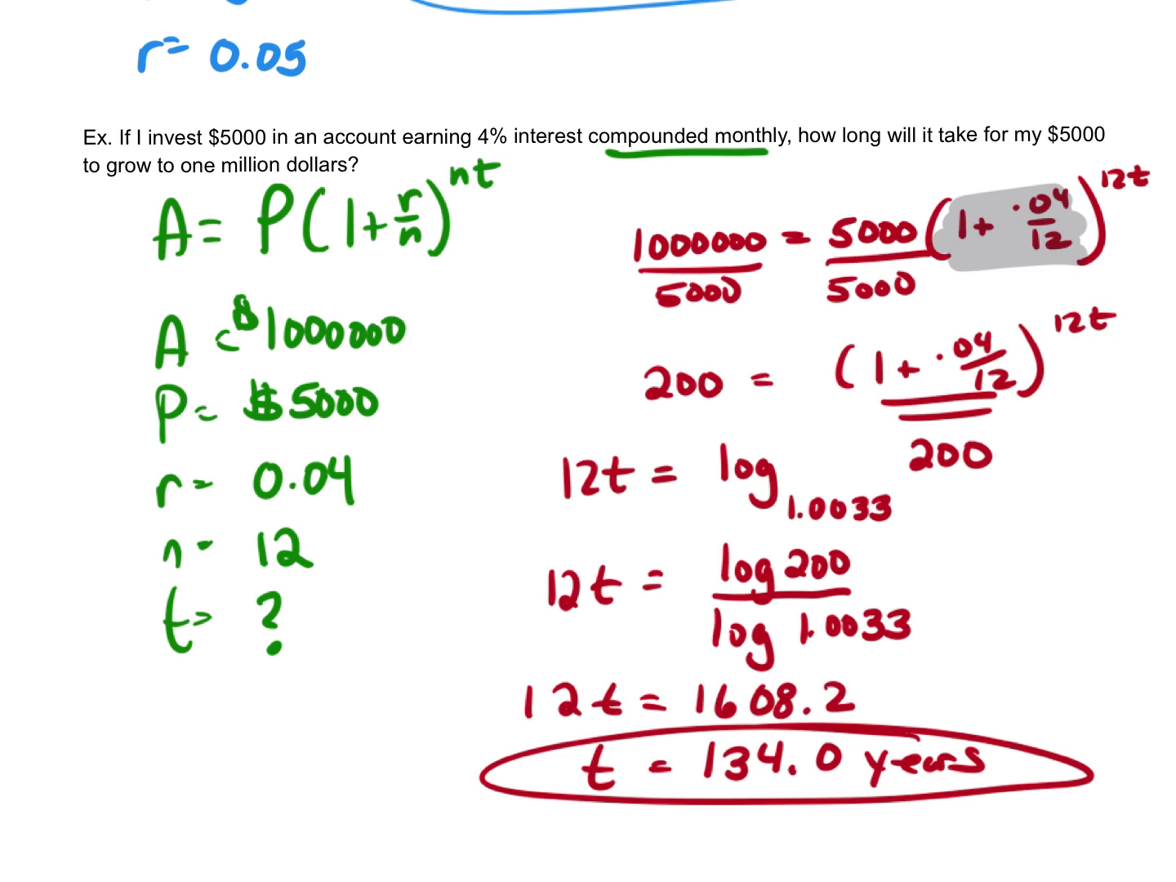So obviously it's going to take a long time for $5,000 to grow to $1 million if you're not making additional investments. You're just letting that money sit there. It's obviously going to take quite a while.